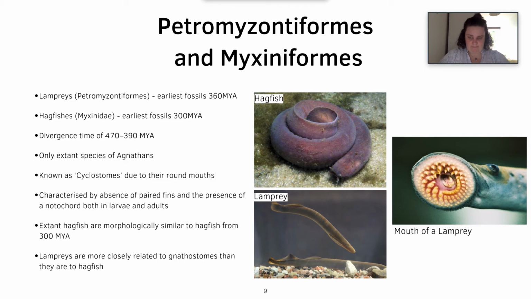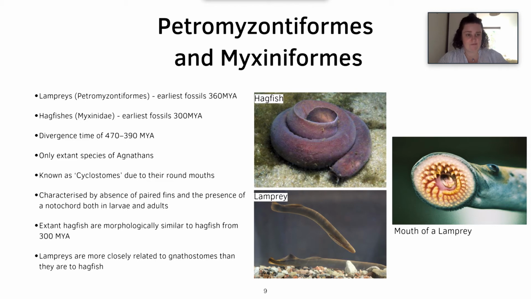So extant hagfish, it's been found that they are morphologically similar to hagfish from 300 million years ago. And then, as well as this, lampreys are more closely related to gnathostomes than they are to hagfish. And then, so the fossil record of cyclostomes is not good, and this is because these fish are cartilaginous, which means that they don't have any hard parts that really fossilise very well because they're made of cartilage.